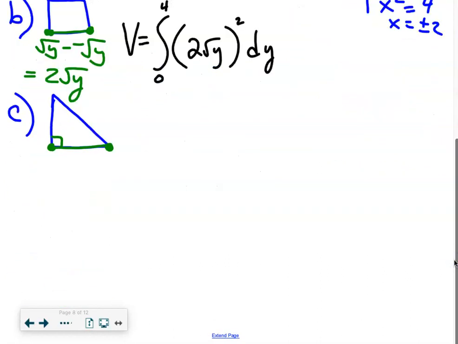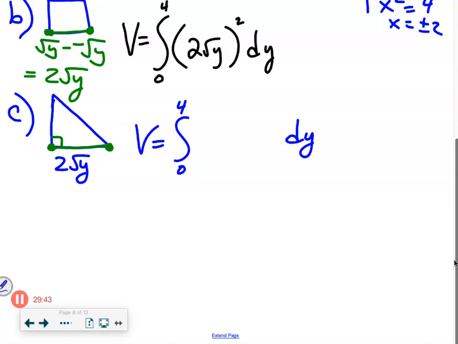Okay. All right. So what's this distance right here? It's still 2 root y. And we're still dy, so we're still going 0 to 4. But now our area is the area of this triangle. Everyone in your integral, see if you can figure out the area of this triangle. There we go. You're right.